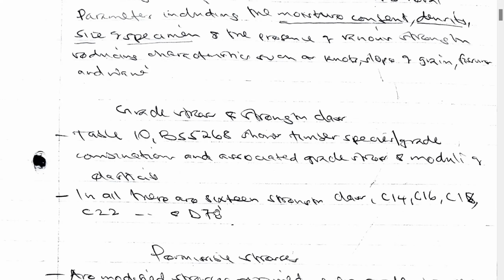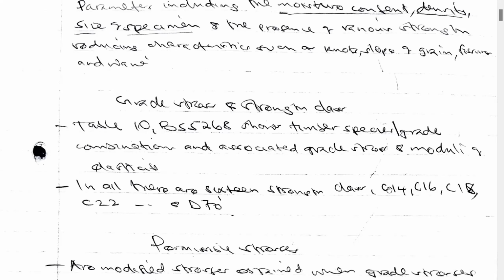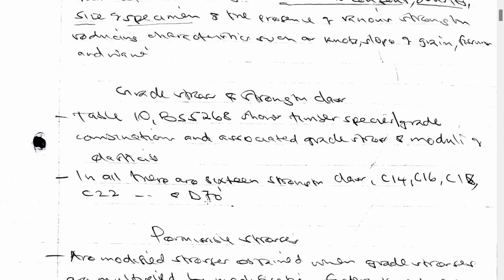So in all, there are 16 strength classes. So the grade stress or strength class, we have 16 of them. And the most common ones are class C14, class C16, class C18, class C22 up to class D70.